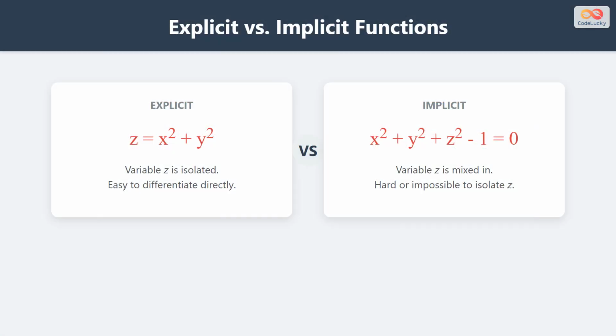Let's clarify the problem. Usually, we deal with explicit functions where z is isolated on one side, making it easy to differentiate. However, sometimes we encounter implicit equations where x, y, and z are mixed together, equaling a constant. In these cases, isolating z algebraically can be extremely difficult or even impossible.